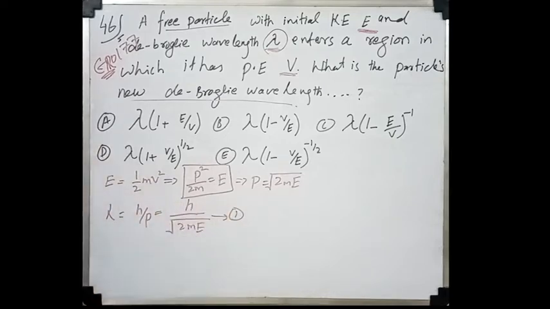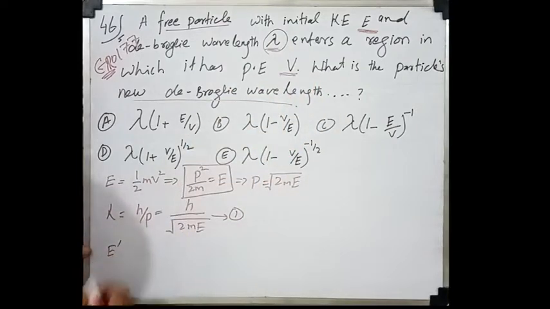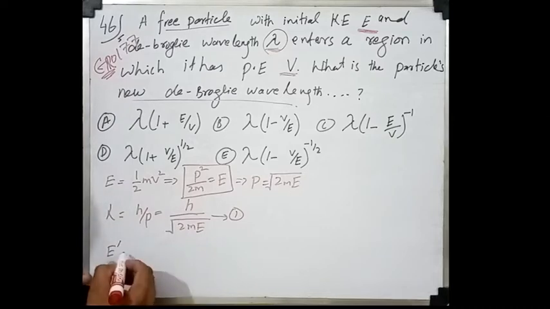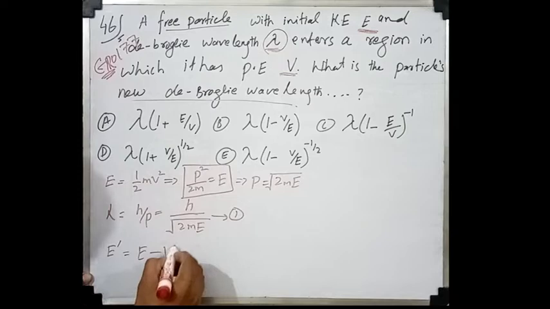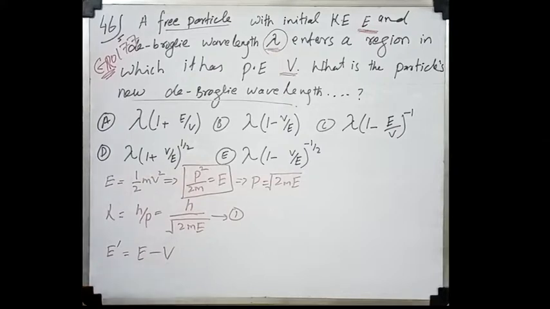Now when this particle enters a region where there is a potential, there will be a change in energy. This is E prime, which equals the total energy minus V. The kinetic energy when it was a free particle, minus the potential V of the region it entered, gives the net energy E prime, equal to E minus V.